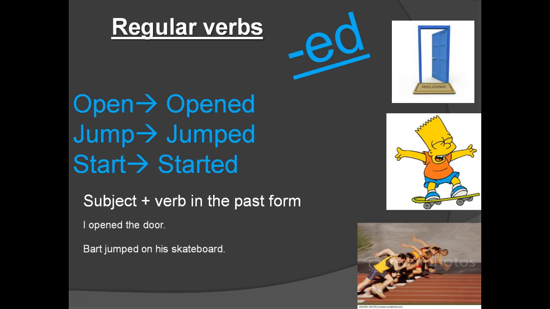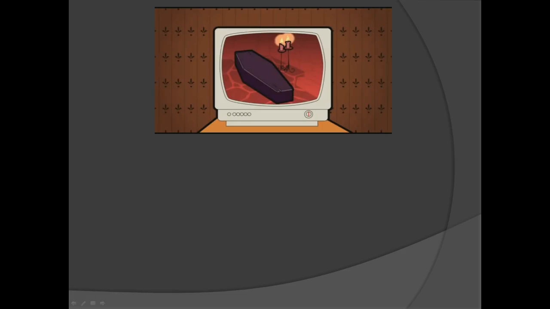Bart jumped on his skateboard. And they started the race. Watch the TV in this Mr. Bean video and think of 4 things that just happened.